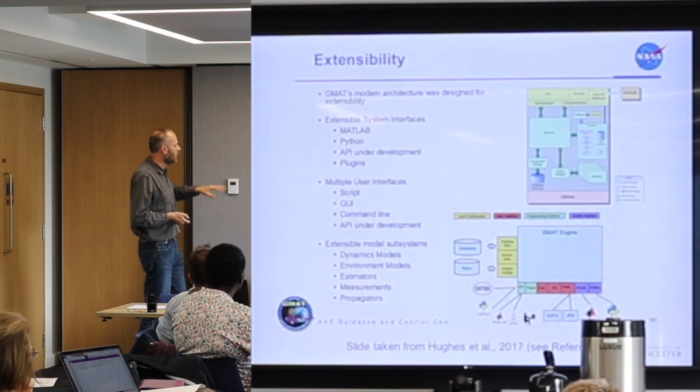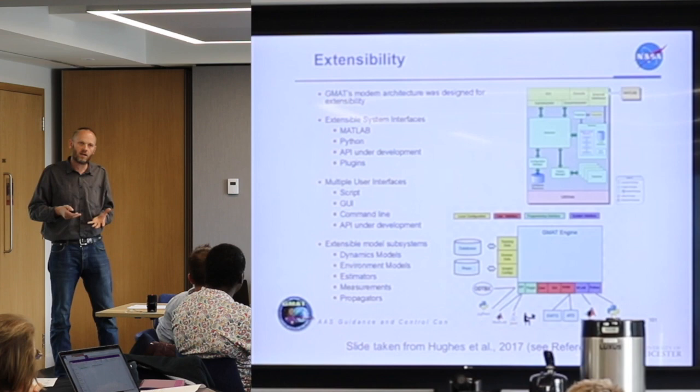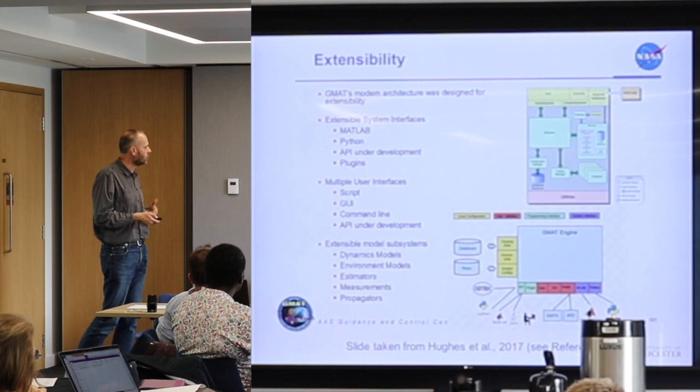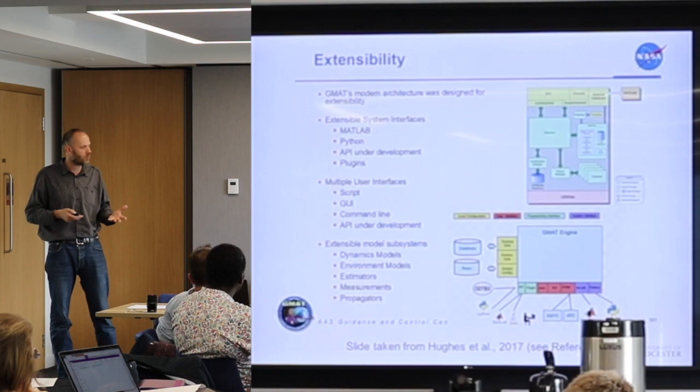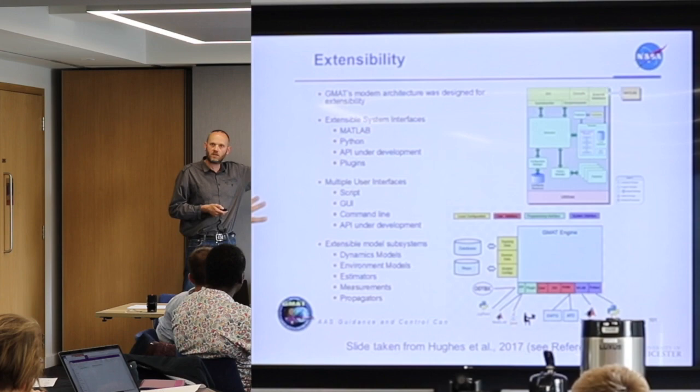There are also extensible model subsystems. What does that mean? GMAT incorporates models for atmospheres, for different gravitational parameters, for different kinds of calculation to solve mechanics problems. So in principle, you can add different models, different atmospheric models or gravitation models and so on into the system.